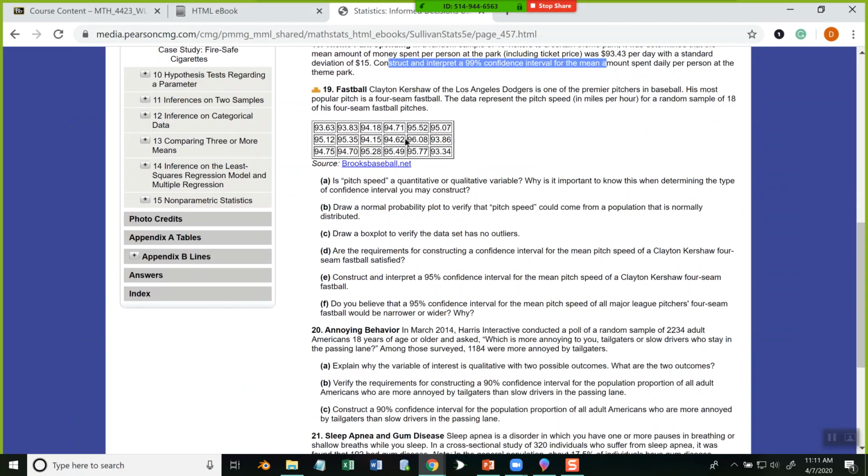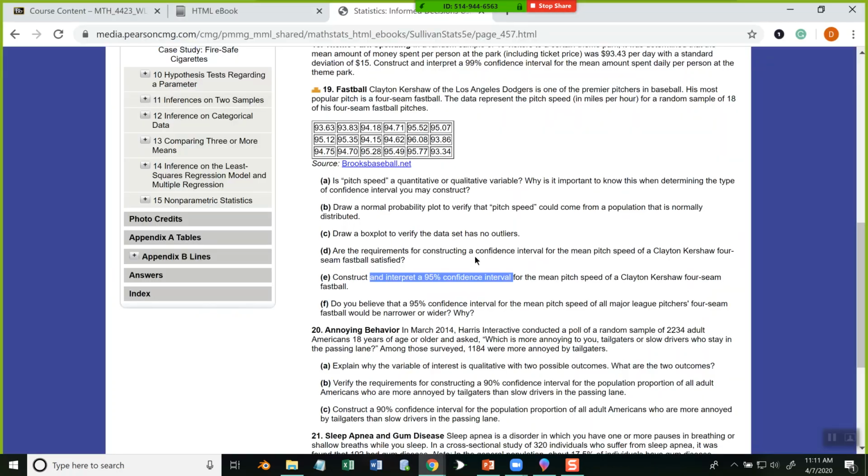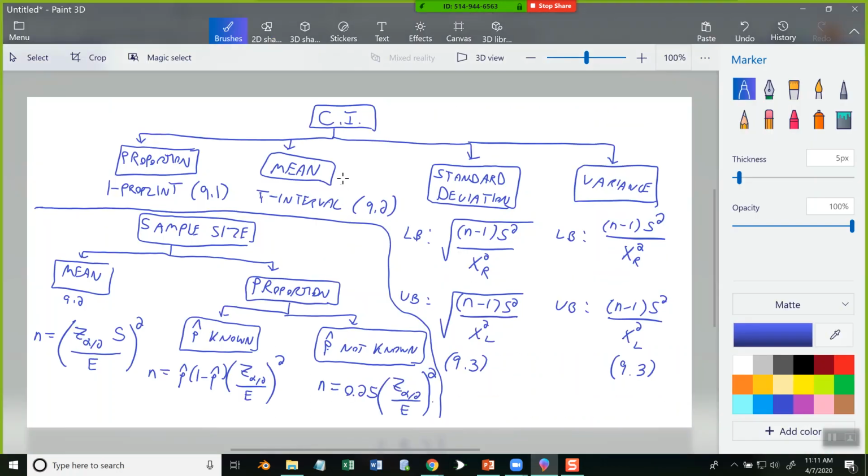Number 19. Construct and interpret a 95% confidence interval for the mean. So confidence interval for the mean, that'd be t interval.